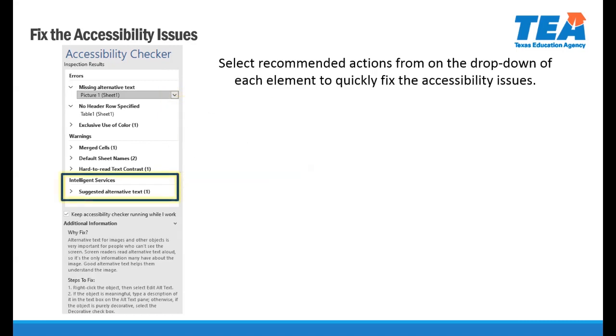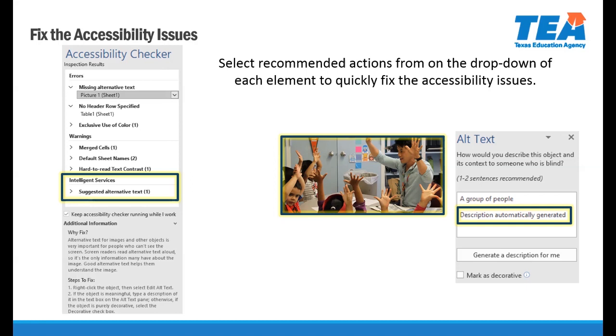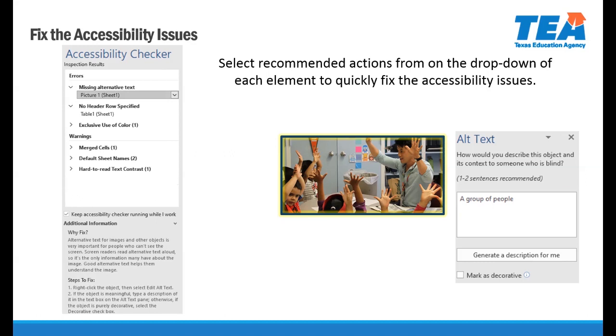There's also a new category in the checker called Intelligent Services. This category appears on the checker when graphics are using automatic alt text Microsoft provided. You can use the recommended actions from the drop-down for these issues too. Select Verify Description to have the Alt Text panel open, and remove the phrase Description Automatically Generated. This will also remove the element from the Intelligent Services category on the checker. With the Alt Text panel open, verify the alt text. Most times the automatic alt text Microsoft provided is not accurate. You can make the change at this time.